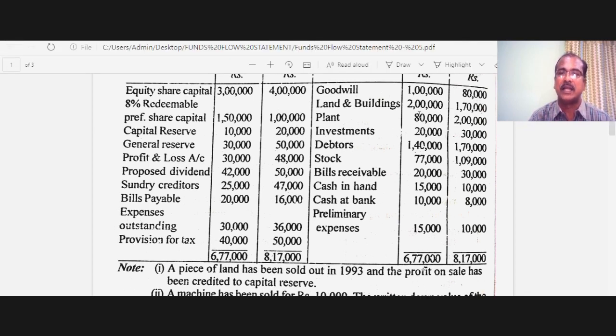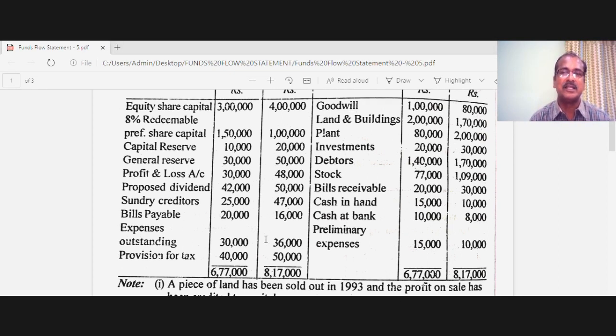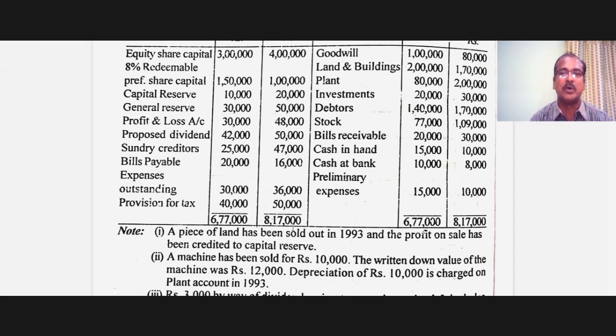Opening balance of land and building 2 lakh, closing balance 1,70,000. Therefore, 30,000 rupees worth of land and building sold out this year. And when they sell out the land and building costing 30,000, they have earned a profit of 10,000. Therefore, the sale proceeds of land and building would be 40,000. If they have sold land and building for 40,000, they have recovered the cost amounted 30,000 and the balance 10,000 is transferred to capital reserve. So now we understand the reason for increase in capital reserve amounted 10,000.